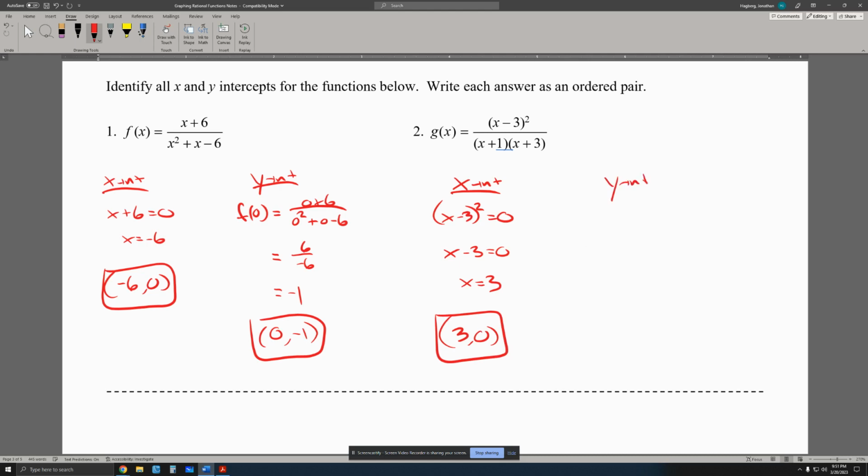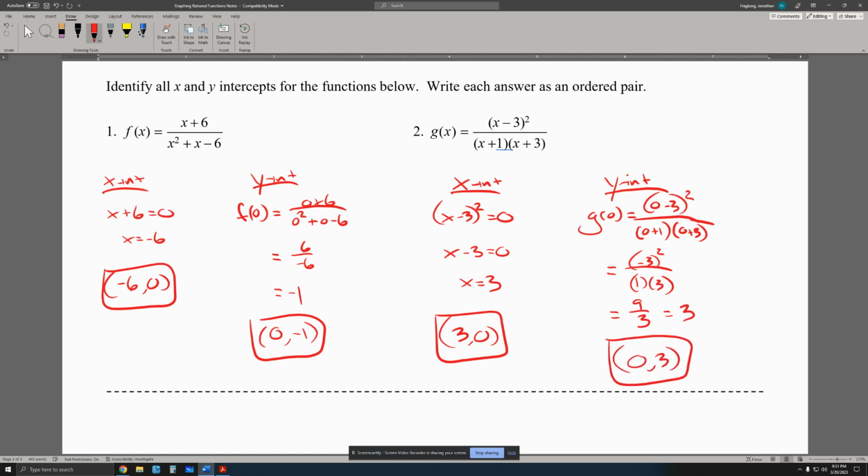And finally, our y-intercept. We have g(0) is equal to the quantity (0 - 3)² all over the quantity (0 + 1) times the quantity (0 + 3). This is equal to (-3)² over 1 times 3. This is equal to 9 over 3, or 3. So the y-intercept is (0, 3).